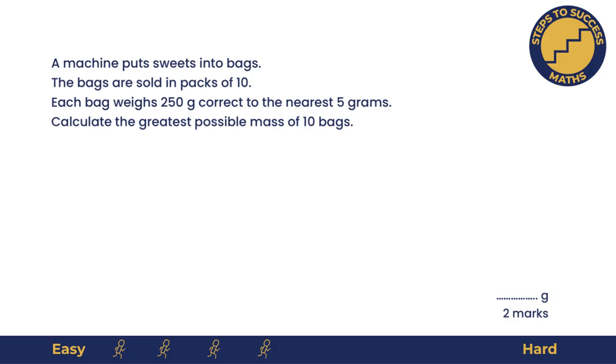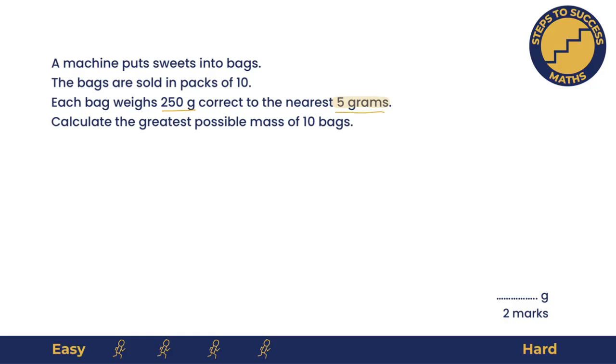A machine puts sweets into bags. The bags are sold in packs of 10. Each bag weighs 250 grams, correct to the nearest 5 grams. Calculate the greatest possible weight of 10 bags. Okay, so think about what we're doing, because this is a calculation, it's a little bit different. If we did this without any rounding, we would just take how much each bag weighs and times it by the number of bags. But we've got to think about this bit where it says each bag weighs 250 grams, correct to the nearest 5 grams.